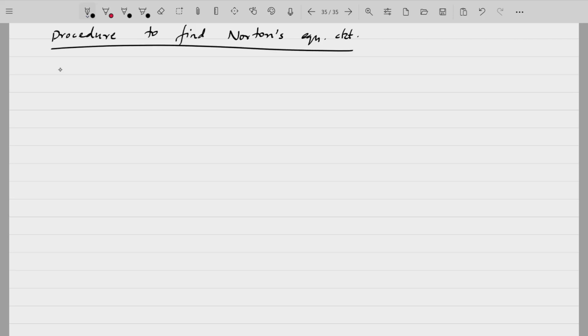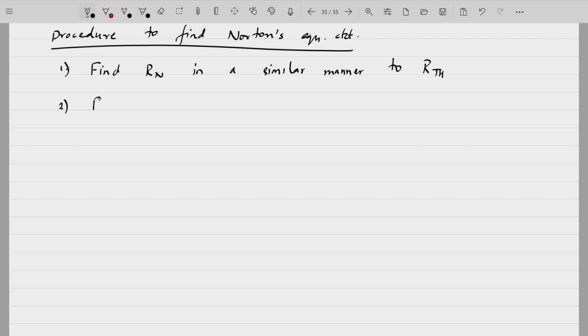You have to find Rn, that is the Norton's resistance. In a similar manner to RTH, like we find RTH, that is, open your load terminal, turn off all the independent sources, voltage sources and current sources, and then we find the equivalent resistance across that open circuited end. So similarly, you can find Rn in the same way as you find RTH. There is no difference there.